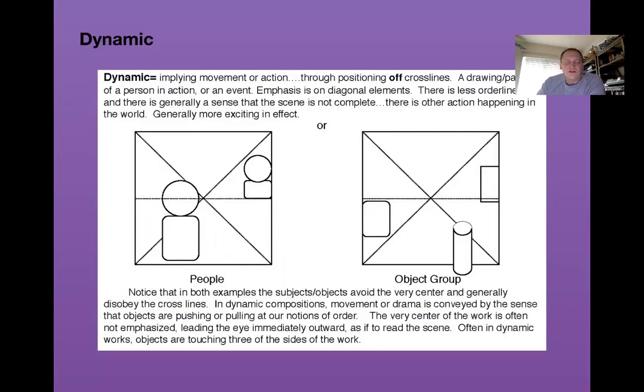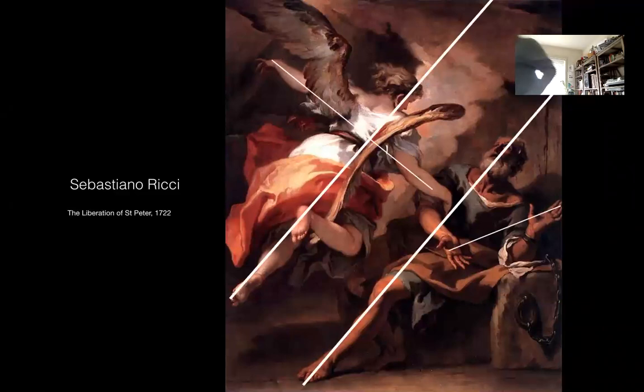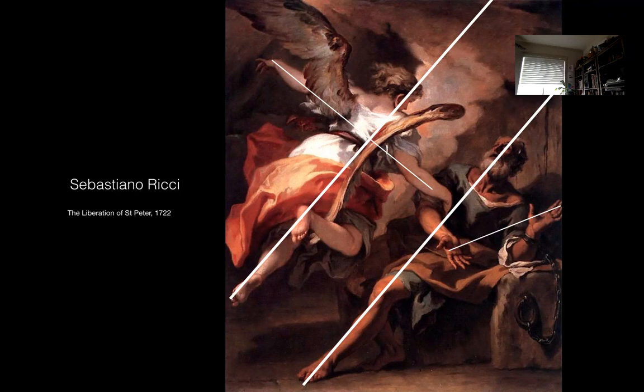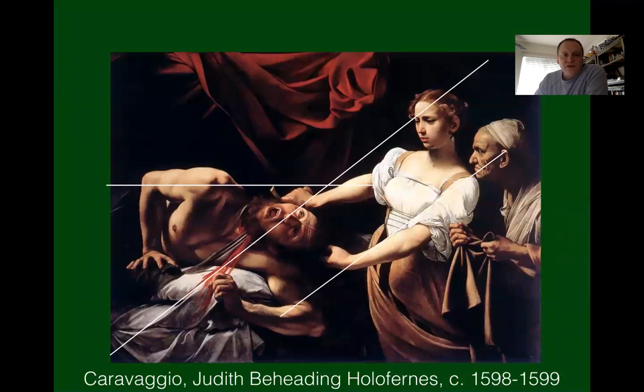Now, dynamic space and dynamic composition often has objects and people not on those center points or vertical or horizontal lines. We see this very dynamic image, and we can see all the action is taking place on lines not perfectly aligned with the corners of the space. This one as well, we can see all the lines showing the object placement and figure placement.